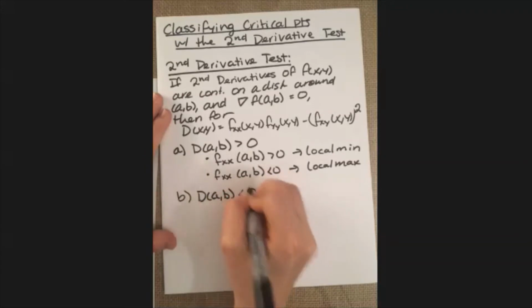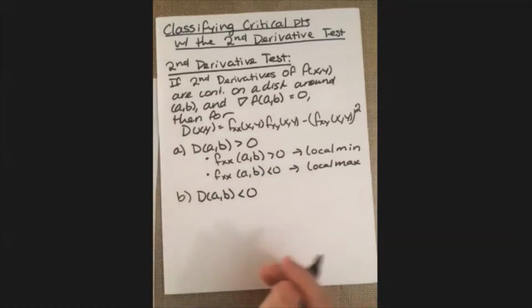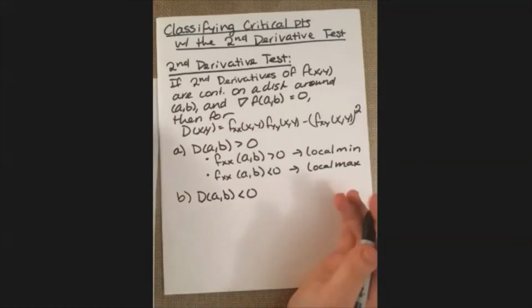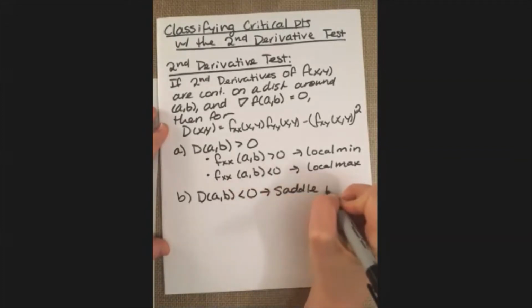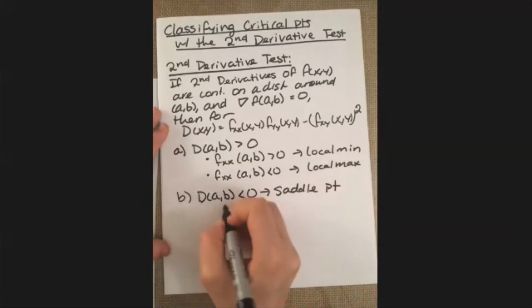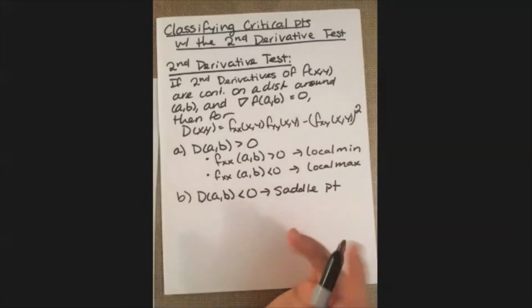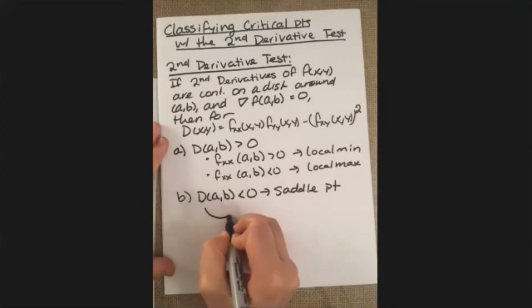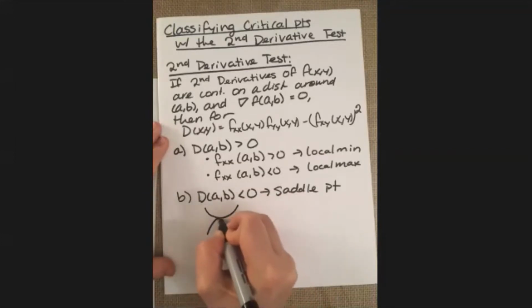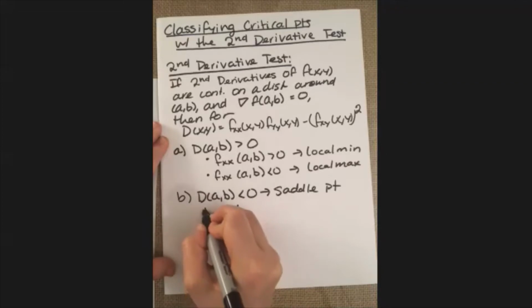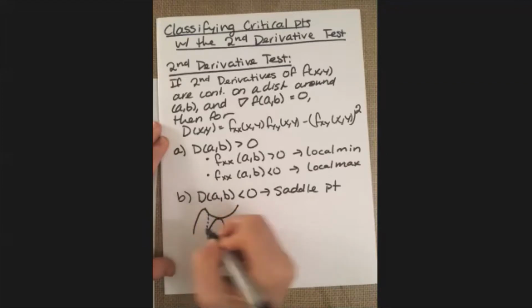If it's less than 0, then we encounter something that you probably did not learn about in Calc 1, which is called a saddle point. And remember, this is when it's doing different things in the x and the y direction. So maybe you have, say, a minimum in the y direction, but then it looks more like a maximum when you're looking in the x direction. Something kind of like that.